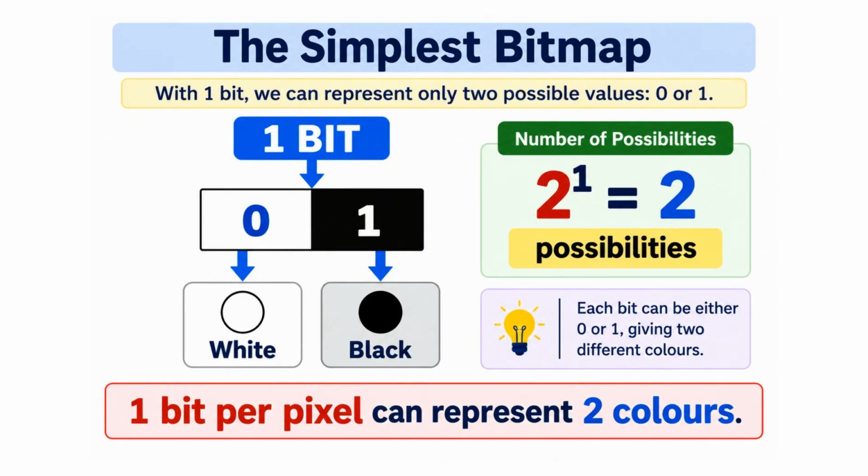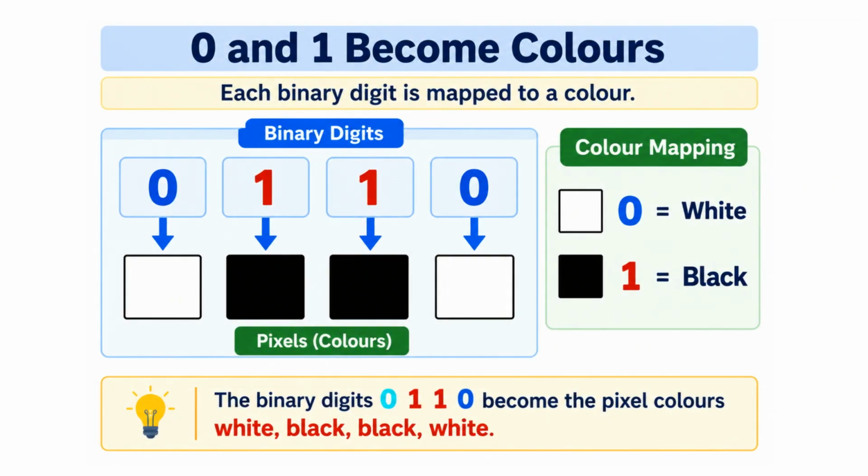So remember the key idea. 1 bit per pixel can represent 2 different colors. Here, we are using 0 and 1 to represent 2 different pixel colors. First, we need an agreed color mapping. In this example, 0 represents white and 1 represents black.